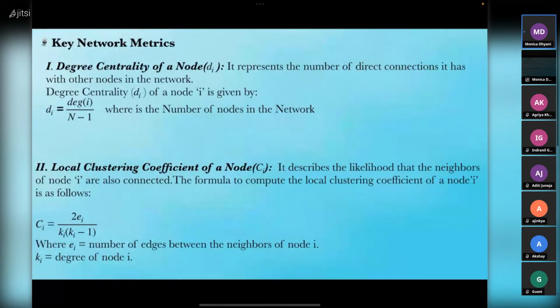So let's move on to the key network metrics that I have used in my work. Degree centrality is one of them, which represents the number of direct connections a node has with other nodes, which is given by this formula where n is the number of nodes in the network. Local clustering tells how tightly connected the neighbors of a node are. So Ci equals 2ei upon ki(ki minus 1), where ki is the degree of node i, and ei is the number of edges between the neighbors of node i.